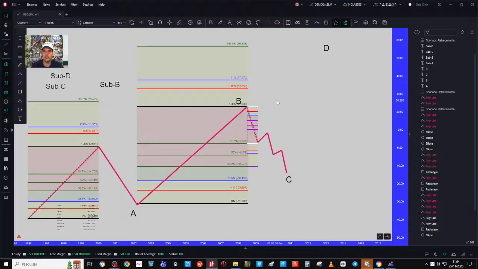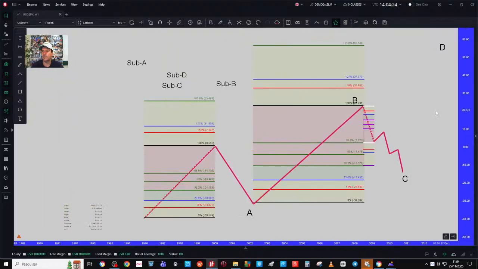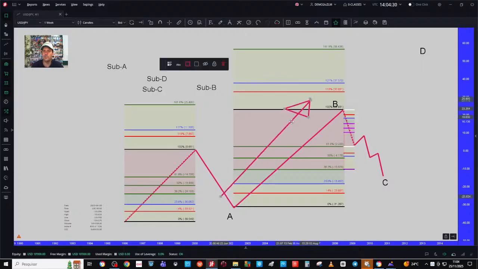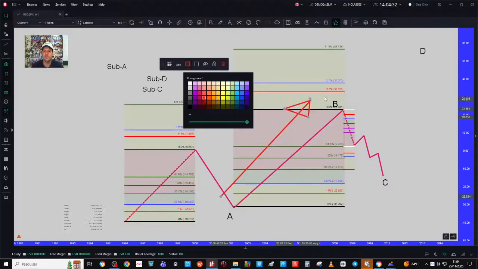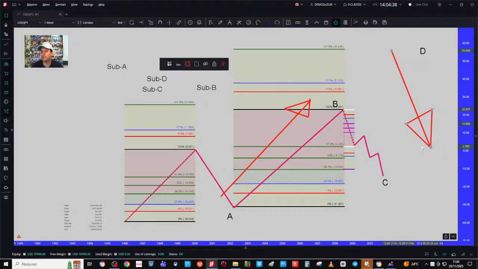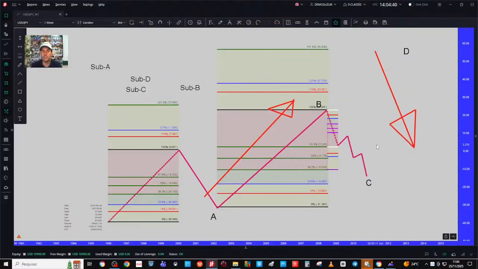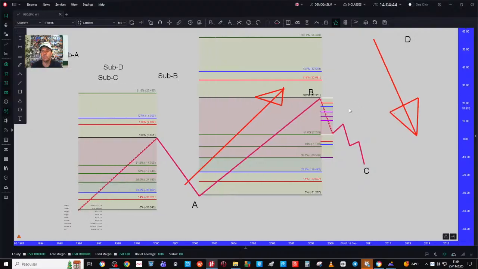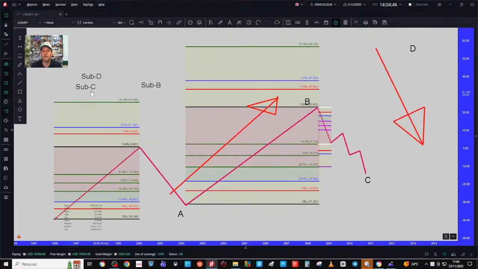So the contrarian Fibonacci goes in the opposite direction. If the original Fibonacci goes up, then the contrarian Fibonacci is going to go down. So the same principles apply.